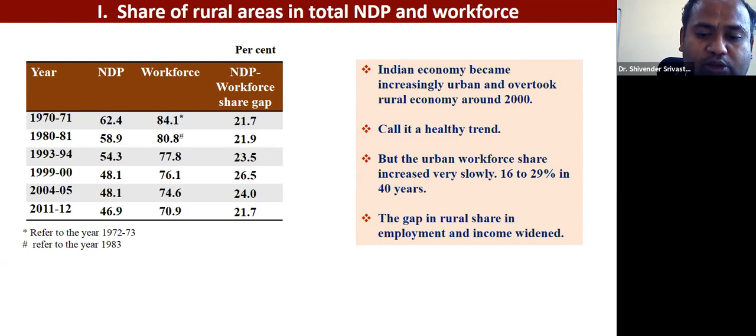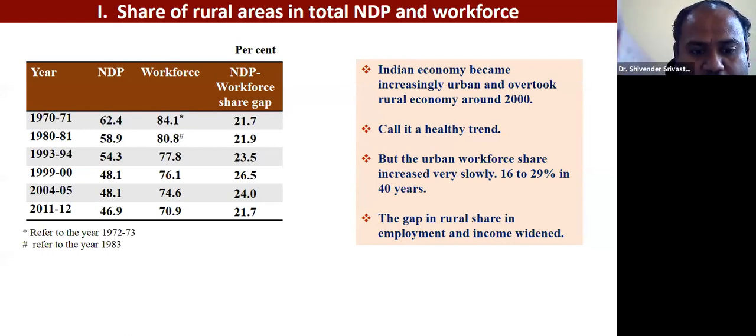We should always try to improve and raise the worker productivity. So by the year 2011-12, about 46% or 47% of the output used to be produced in rural areas, but about 71% of the workforce lives in rural areas. And that's why it is very important that we plan carefully, and we need to accelerate employment diversification. Okay, so this is one thing.